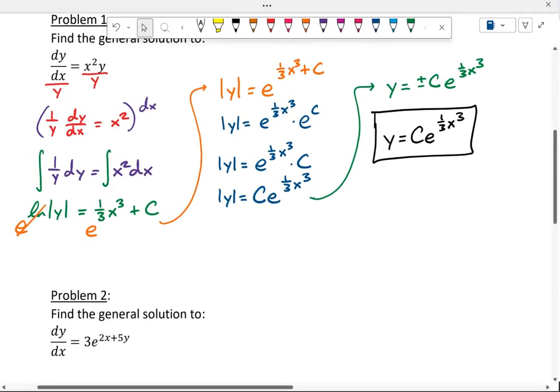All right. Any questions on that one, especially from those of you that were not here yesterday? All right, then do problem number 2, please. Separate, integrate, solve for y.